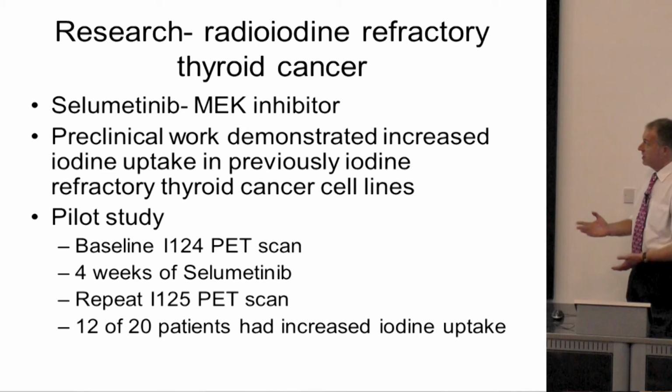So one example of these MEK inhibitors is this drug called selumetinib. Some preclinical work has shown that in cells that have previously become iodine resistant, selumetinib can help them take up iodine again. A pilot study was done at Memorial Sloan Kettering in the States, giving patients 4 weeks of selumetinib. There were only 20 patients in this study, but 12 of them actually had evidence of significant increases in iodine uptake after just 4 weeks of this therapy.